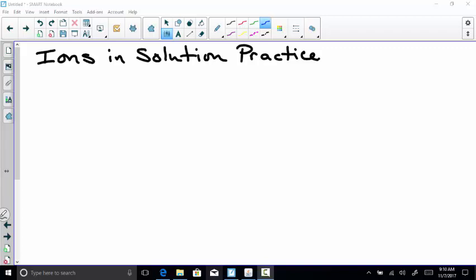This video is going to cover the ions in solution practice page. On this practice page, you have two beakers where you're adding silver nitrate and potassium phosphate. The first direction is to draw a picture of each beaker showing what solutions and ions are in the beaker.